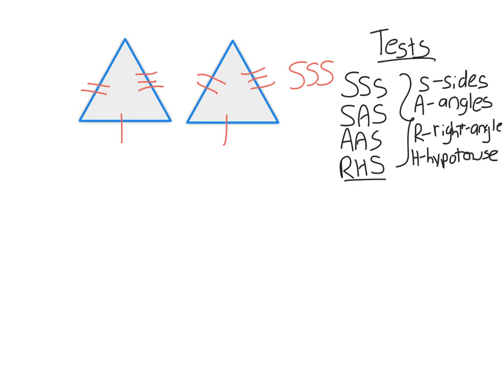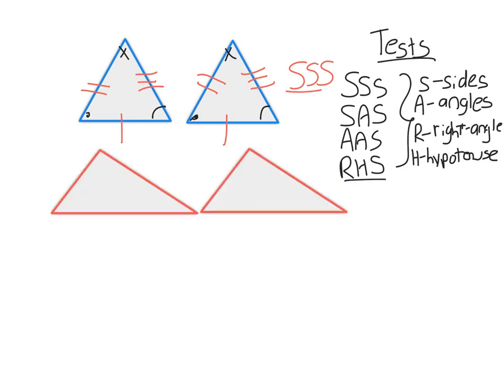and there are 3 pairs of equal sides, then those two triangles must be congruent. I don't actually need to then test the angles. I know that they'll be equal. I know corresponding angles here. These two will be equal. This one and this one will be equal. And this one will be equal, okay? So I don't actually need to test the angles if I know that all 3 sides are equal. So that's what the SSS test is.